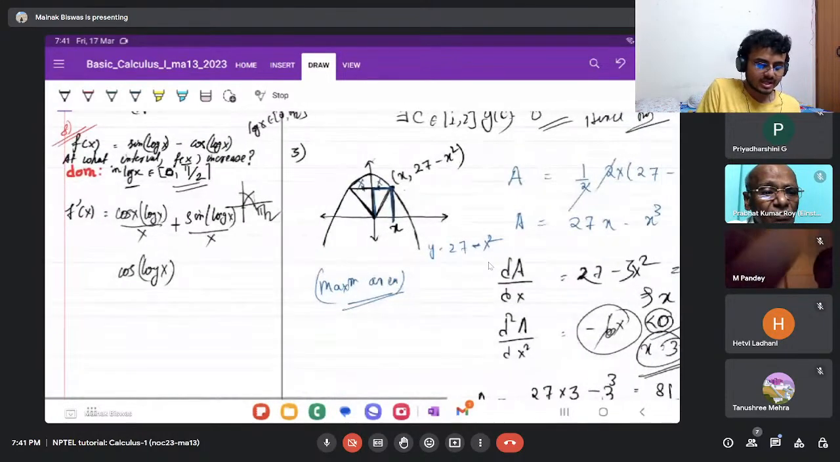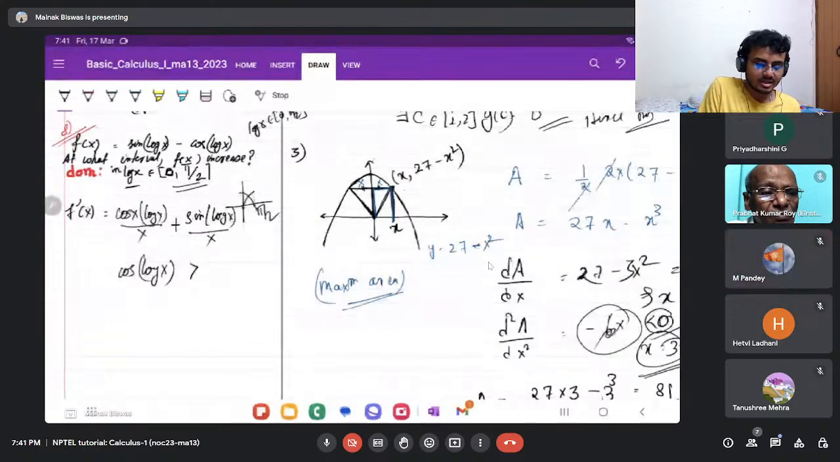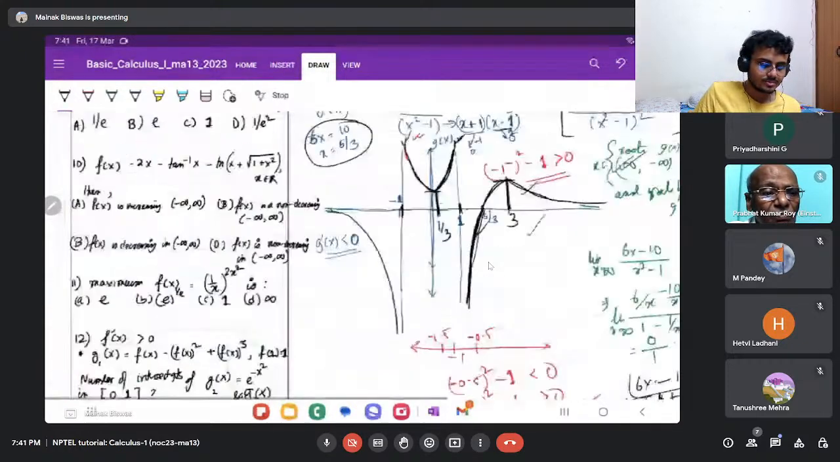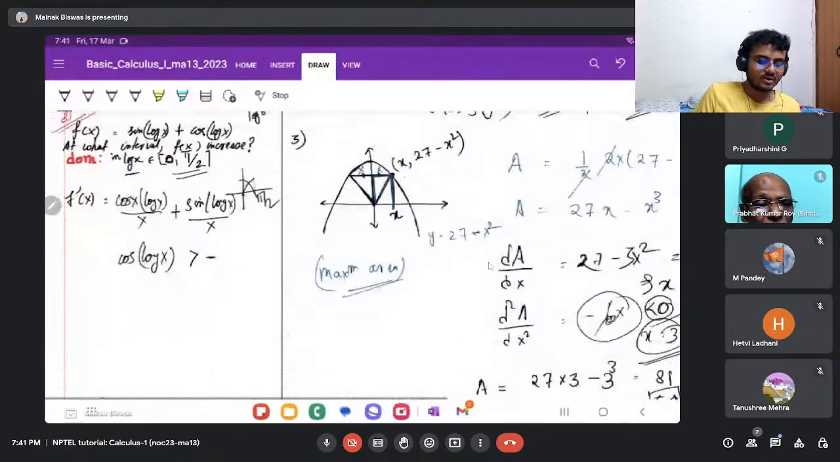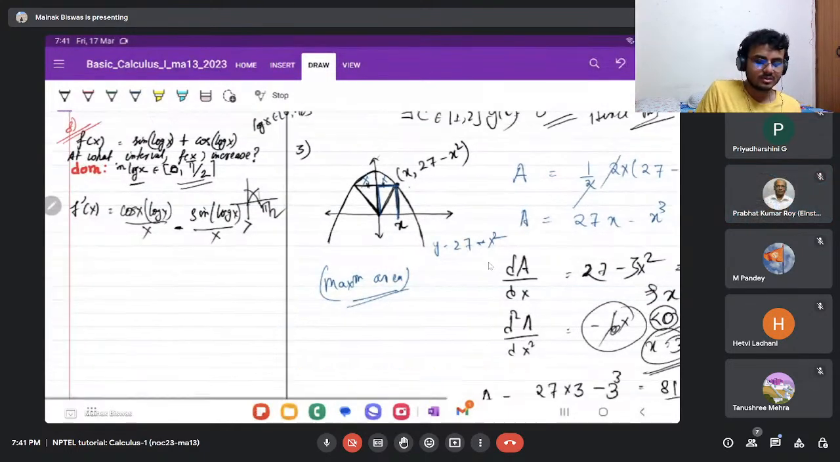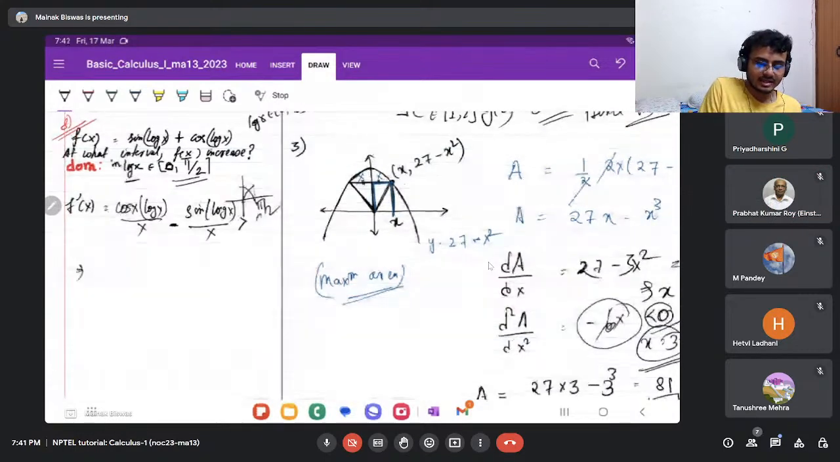So cos x has to be greater than minus sin x. So it's always greater, so it's not useful. Let's put plus here. It will be easier to visualize if you have a plus. So if you have plus, this will turn out to be minus, right? So you will have this as greater than 0, right?